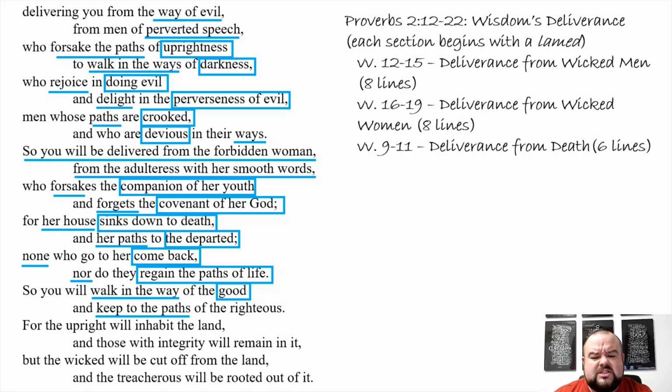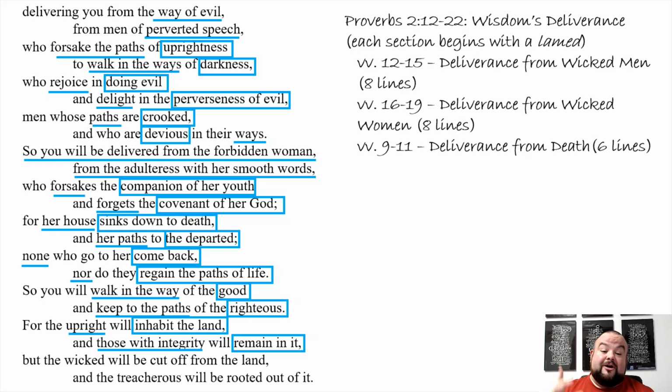We could have broken this one down a little bit more and seen three parallel items here. But again, we have this emphasis of the way, the path that we are on. For the upright will inhabit the land, and those with integrity will remain in it. And what's interesting is these last two stanzas, let's say, are both using synonymous parallelism, but each stanza is actually the opposite of one another.